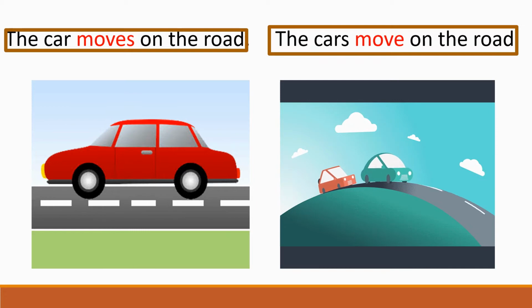Now let's see the next sentence. The cars move on the road. So student, here the noun is cars. And cars means more than one car. So student, if the noun is plural, we don't have to add s or es to the verb. Correct? Have you understood student?